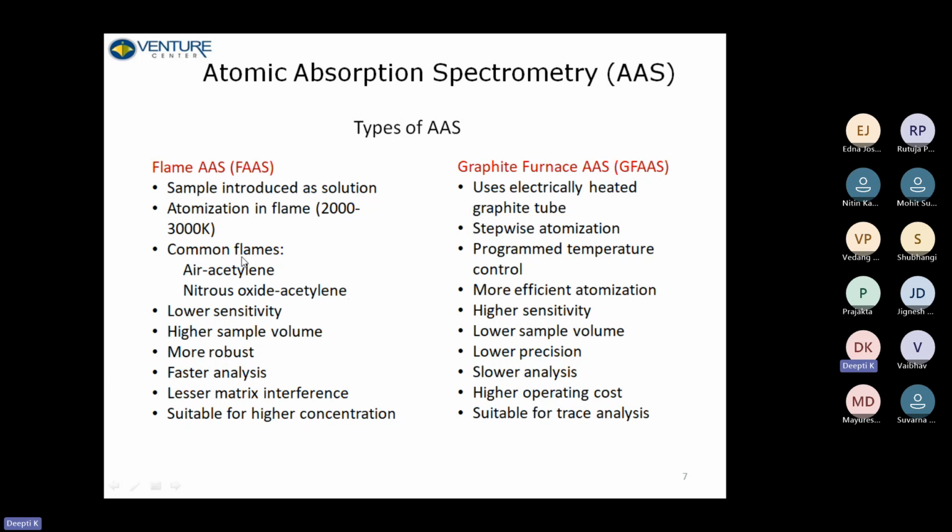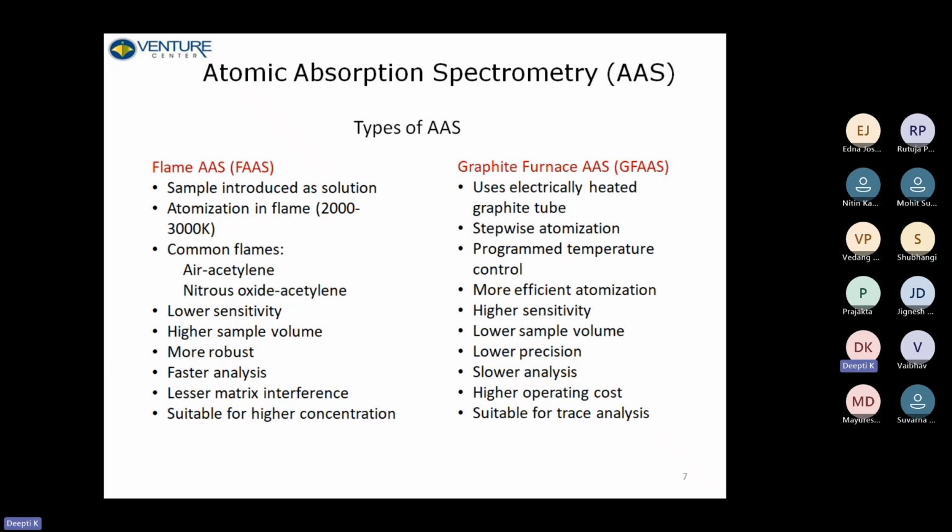Flame AAS's disadvantage is that it has lower sensitivity as compared to the graphite. However, the sample requirement here is in mL. Okay, 2 to 5 mL is usually required. This technique is more robust. Analysis happens faster. It has less matrix interferences, and it also is suitable for determination of elements which are present in higher concentrations.